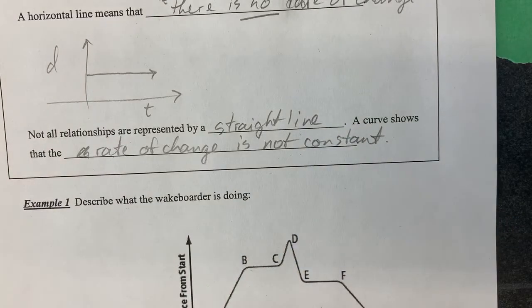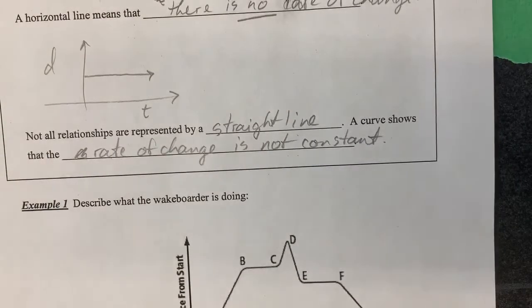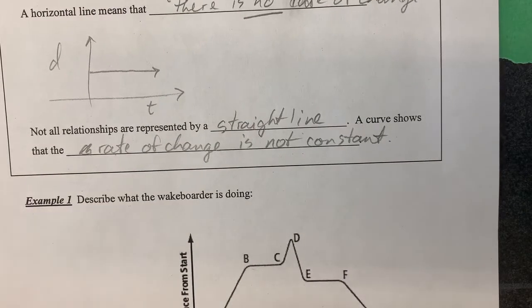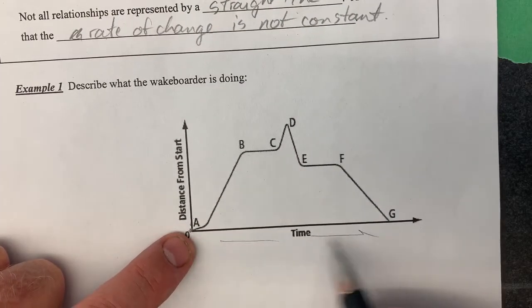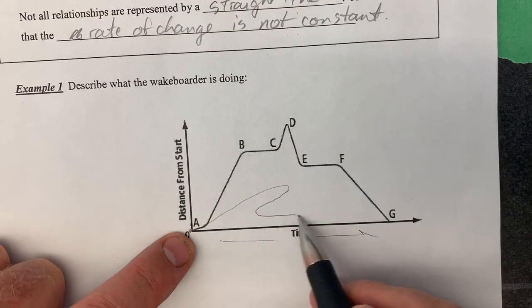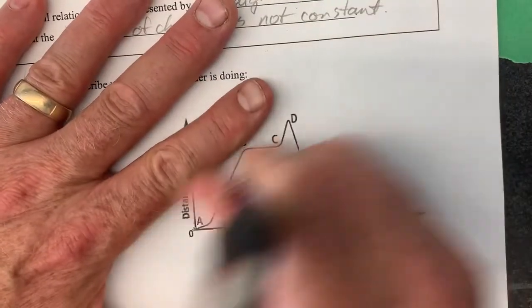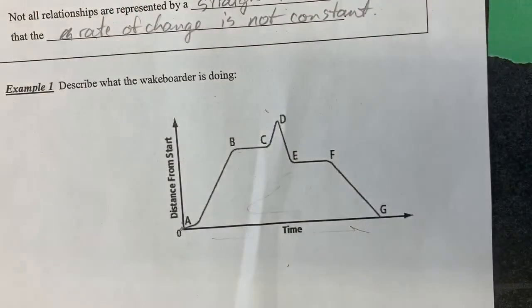So on page 201, they've got a picture of a wakeboarder. It says a wakeboarder is going to be doing this. So they want you to describe what's happening. So this is where you start, and this is the distance away from the start. Okay, hang on, so let's start. As time goes on. Now remember, you can't go back in time. So graphs can never go backwards in time.